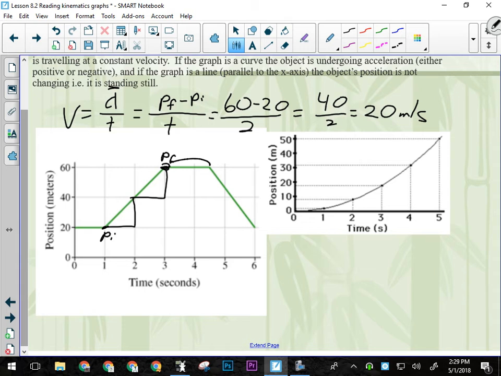What's the object doing here? Right, it stopped. Okay? It stayed at position 60 meters for a second and a half. Okay? At time 3.5 seconds, what does it do? Starts moving backwards, right? Now its position is changing in a negative way. It goes from 60 back to 20. Okay? So it had to be moving at a constant velocity in a negative direction or going backwards. All right. What's the total displacement of this object over that whole trip?